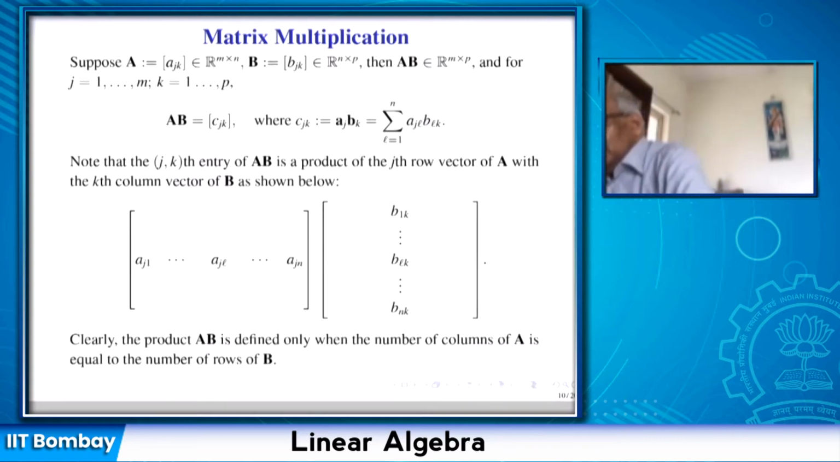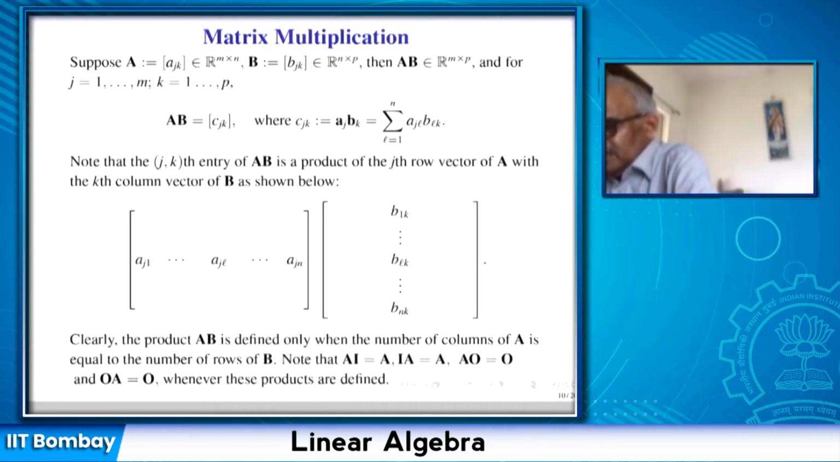So the product AB is defined only when the number of columns of A is equal to the number of rows of B. We can't multiply arbitrary matrices. This restriction is there on the number of columns of A and the number of rows of B. They must be equal. Then A is m by n and B is n by p, and A times B is an m by p matrix. Using this definition, you can check that if I have A, m by n, and I take an n by n identity matrix and multiply on the right, I get A.